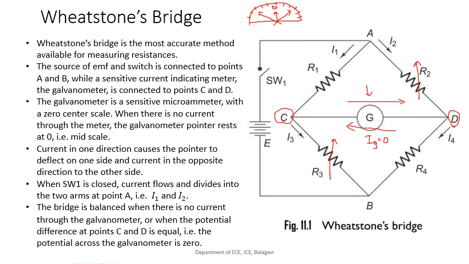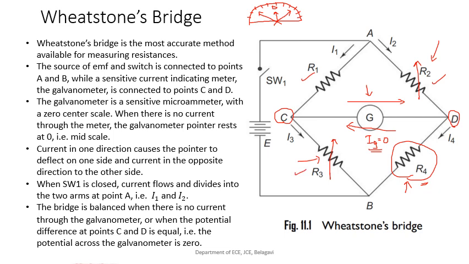Once you make it 0, what you will have is a balance condition, and then you can find out the value of this R4. Remember, R1, R2 and R3 will be known. This R4 will be unknown. So you may have to adjust this R3 or this R2 to get zero current through this galvanometer. The moment you get zero current, you can get this R4. There is an equation for that. You will directly get R4 just by knowing the values of R2, R1 and R3.